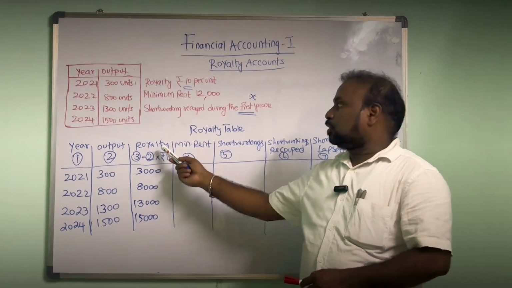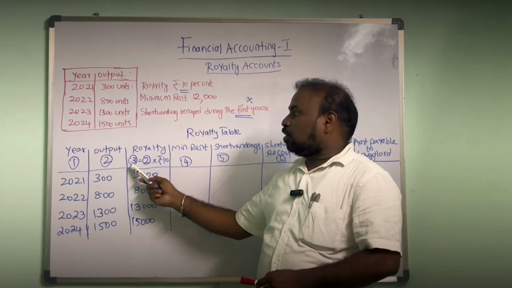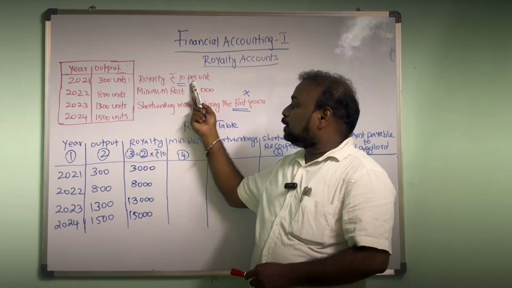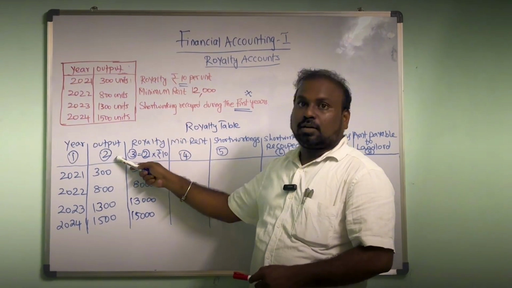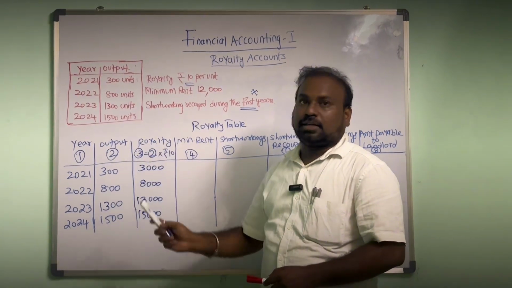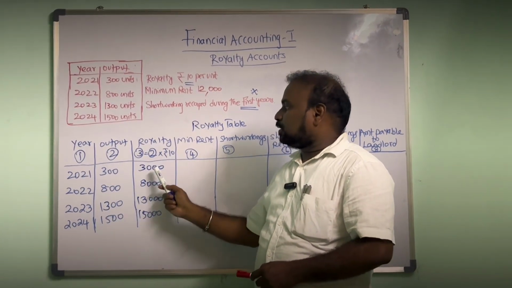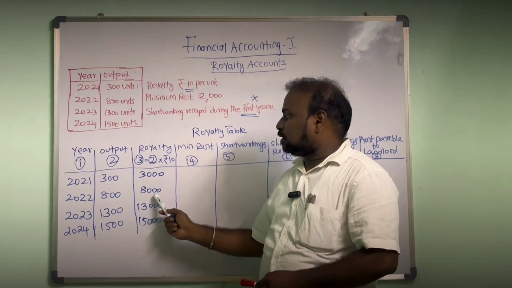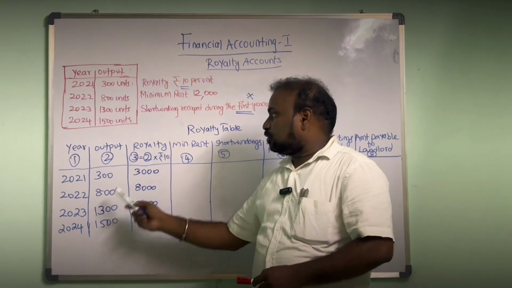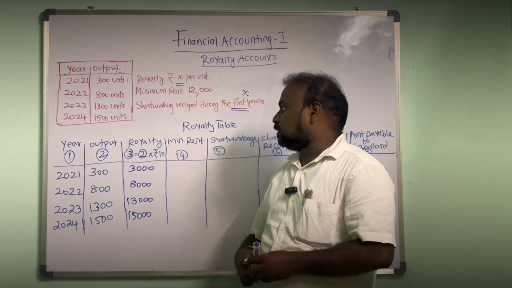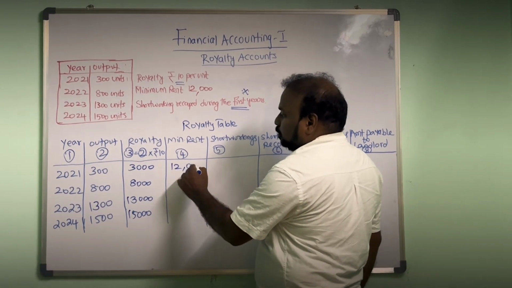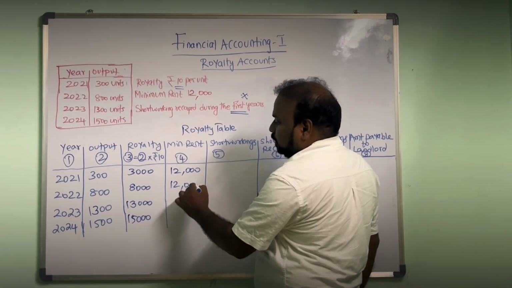Then come to the third column, royalty. That is column number 3. You will get column number 3 by multiplying royalty per unit with output, that is column number 2. So column number 2 is multiplied by 10 per unit, you will be getting royalty. 300 into 10 becomes 3,000, 800 into 10 becomes 8,000, 1300 into 10 becomes 13,000, 1500 into 10 is 15,000. Then minimum rent is given in the question, 12,000. So write 12,000 for all the 4 years.